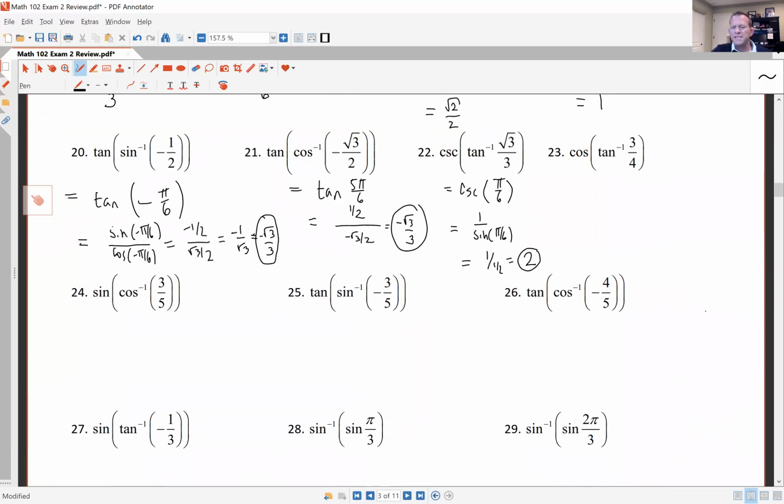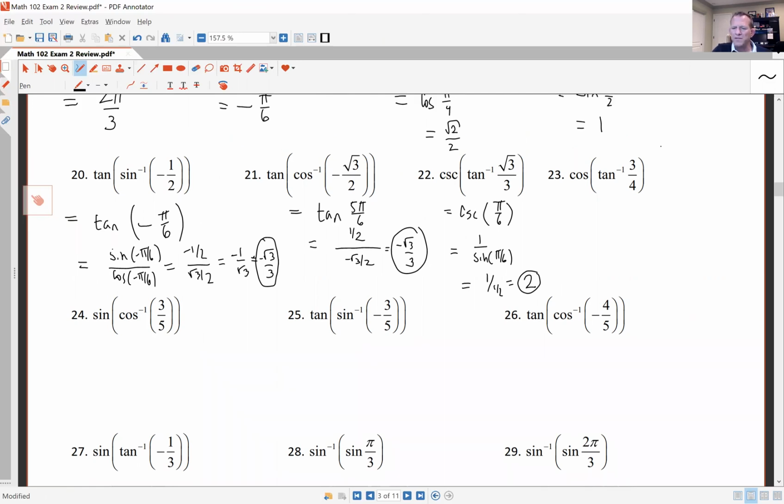Now 23, it says the cosine of inverse tangent of 3/4. 3/4 is not a ratio that I've seen on my unit circle or something that I've memorized. So I have to go back and remember what the inverse tangent of 3 over 4 means. It's an angle whose tangent is 3/4. Opposite over adjacent, which makes the hypotenuse 5 because it's a 3, 4, 5 right triangle. And now we're just asking, what is the cosine of that angle? Well, that's adjacent over the hypotenuse.